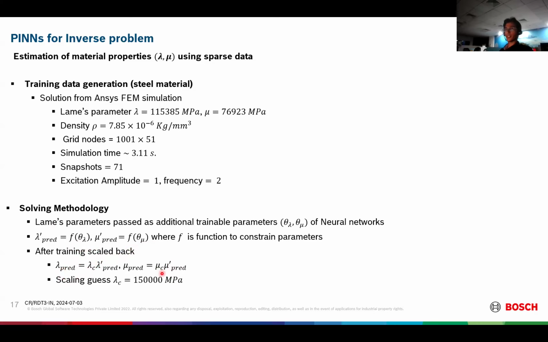And once the model is trained, we can rescale these parameters using some scaling parameters. The scaling parameters we don't know a priori, so we can have some expert guess if it is a known material or something close to a known material. But let's say for steel, we assume that the stiffness can be on the order of, let's say, 150,000 MPa. So we can assign this as a scaling quantity.